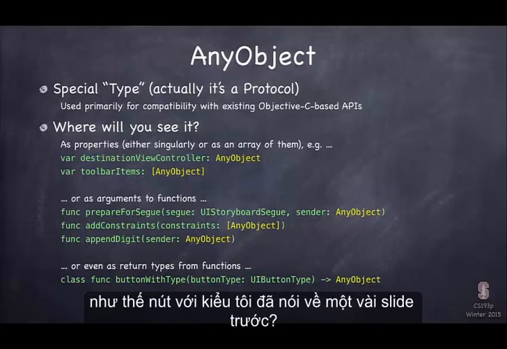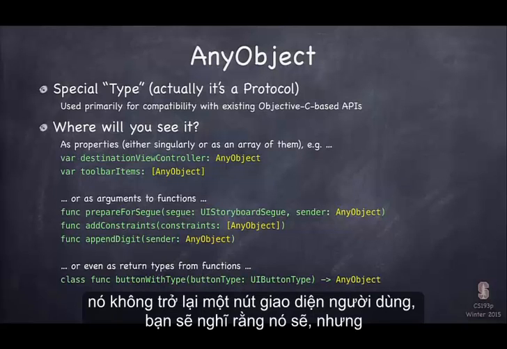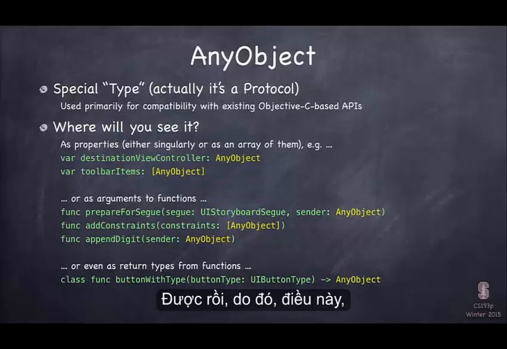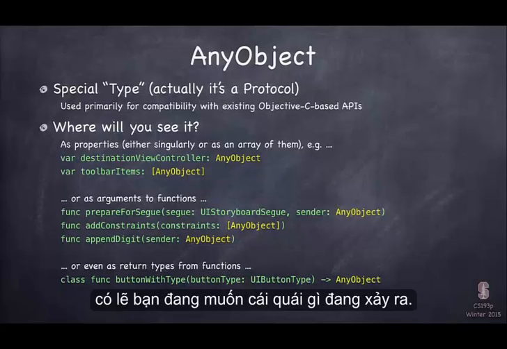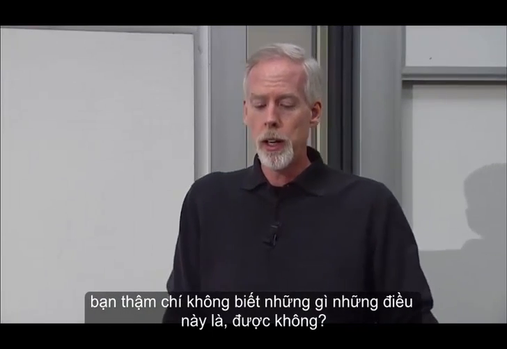Like that button with type I talked about a few slides ago, it actually returns AnyObject. It doesn't return a UIButton. You'd think it would, but it doesn't. It returns AnyObject. Okay, so you're probably wondering what the heck is going on? Why would we be passing around these pointers? We don't even know what these things are, okay?